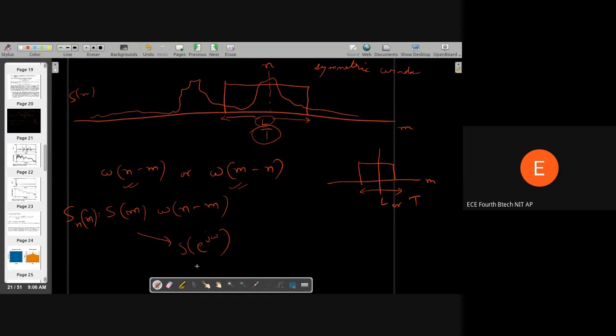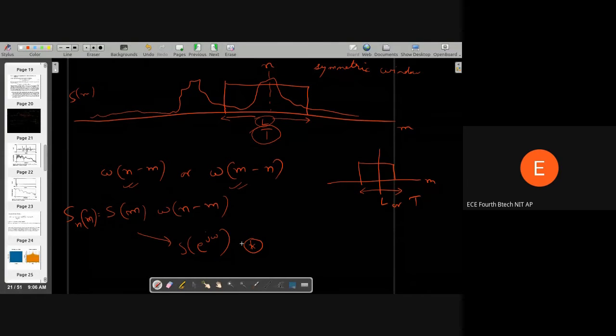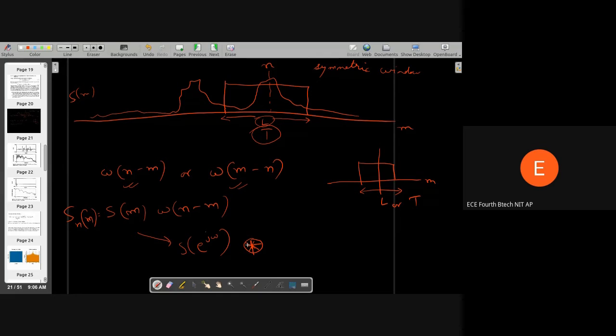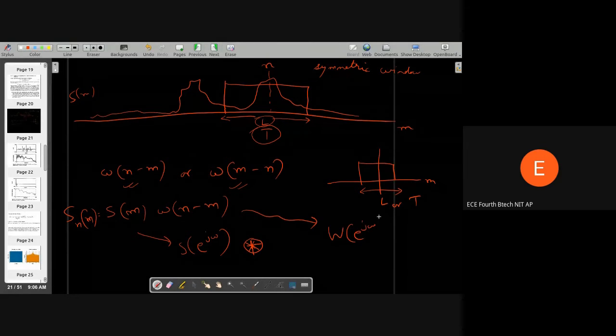It is a convolution in the j omega domain. Please remember, this is circular convolution, or periodic convolution. Why? If you revisit your signals and systems, for periodic signals, if you convolve them, you need to do periodic convolution, also known as circular convolution. Last time I mentioned it as W of e to the power j omega, but there is another term here. If you know your basic Fourier properties, w[m] gives W(e^jω), and n minus m and m minus n are the same.